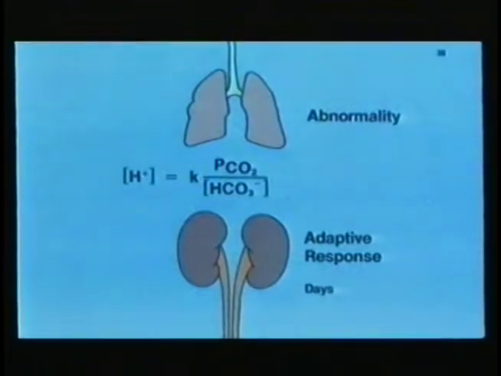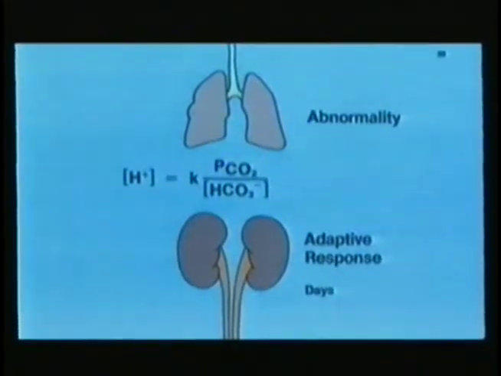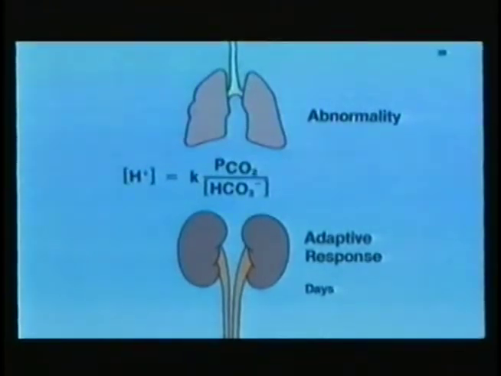38. When the primary abnormality is respiratory, that is, a change in PCO2, the adaptive response is renal. Renal adaptation results in a change in plasma bicarbonate ion concentration. This adaptation generally requires from 2 to 4 days to achieve a steady state.